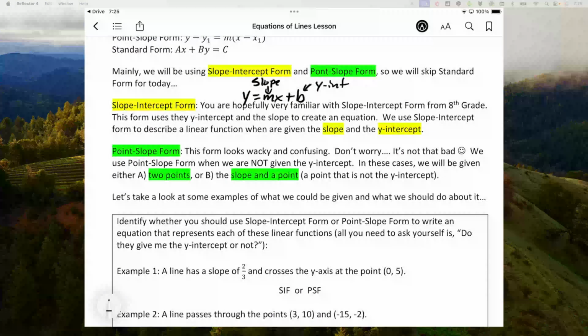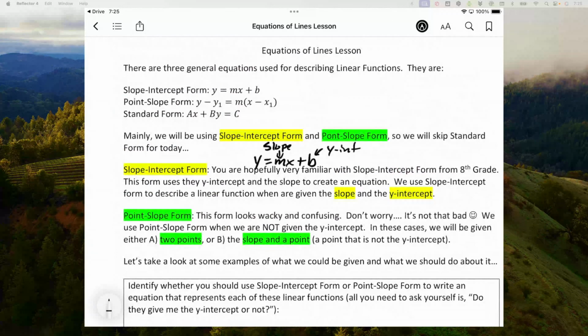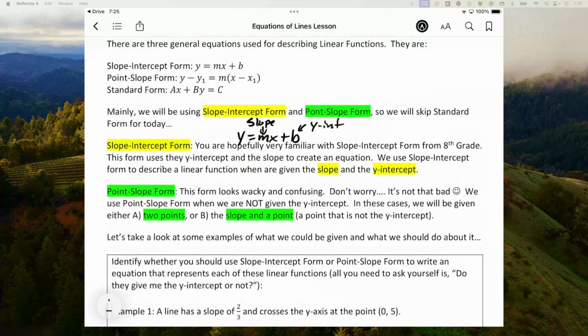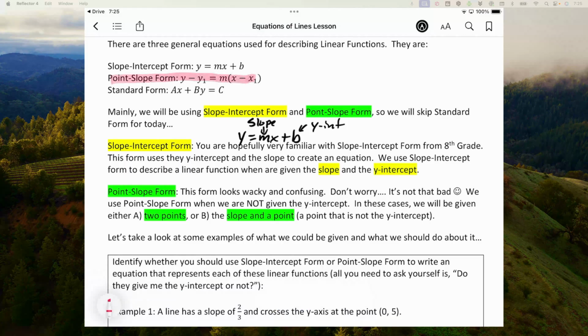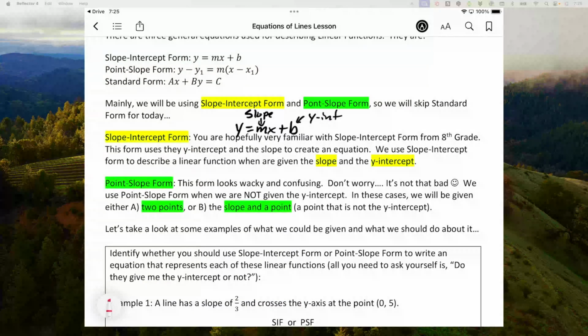Okay, point-slope form. It looks a little bit wacky and confusing. Let's go back up to it there. You can see it kind of at the top of the page there. But don't worry, it's not that bad. We use point-slope form when we are not given a y-intercept. And so you'll notice that in the point-slope formula up there, there is no b. There is just an m and what we're going to call a point, x1 and y1. And that point is a point that is not the y-intercept.